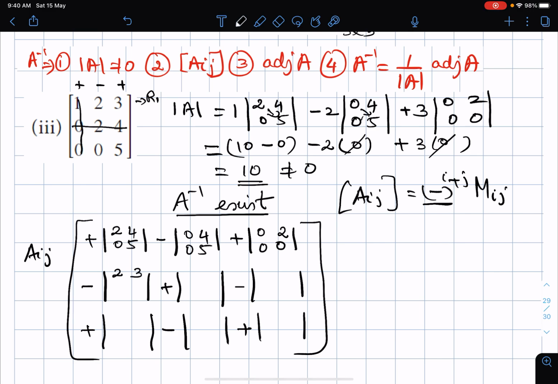2, 3, 0, 5. Now going to our second element, so delete the second column and the second row. So the elements in the minor are 1, 3, 0, 5. Now coming to the third element of the second row, it's not column, okay. Second row, third element, delete the third column, and your minor is going to be 1, 2, 0, 0.